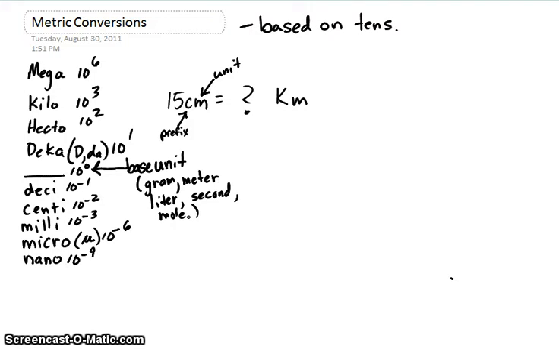Now, how do we convert from 15 centimeters to some unknown amount of kilometers? Step one, we're going to use a system called dimensional analysis.